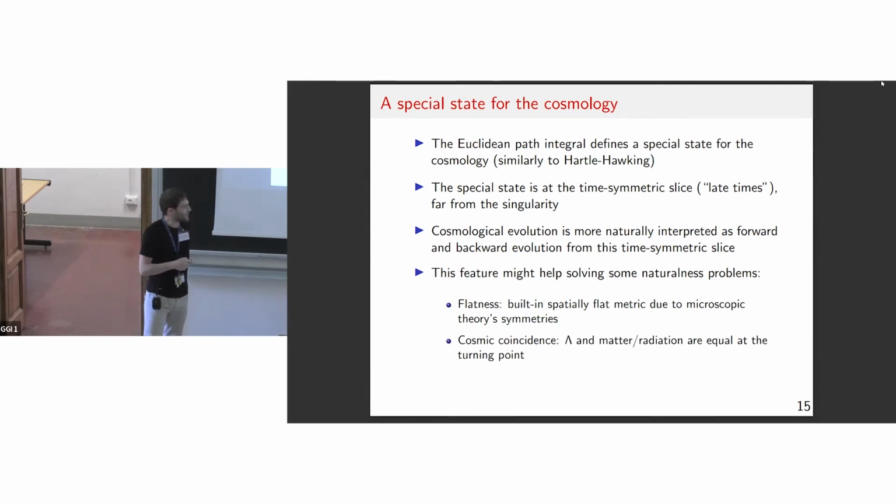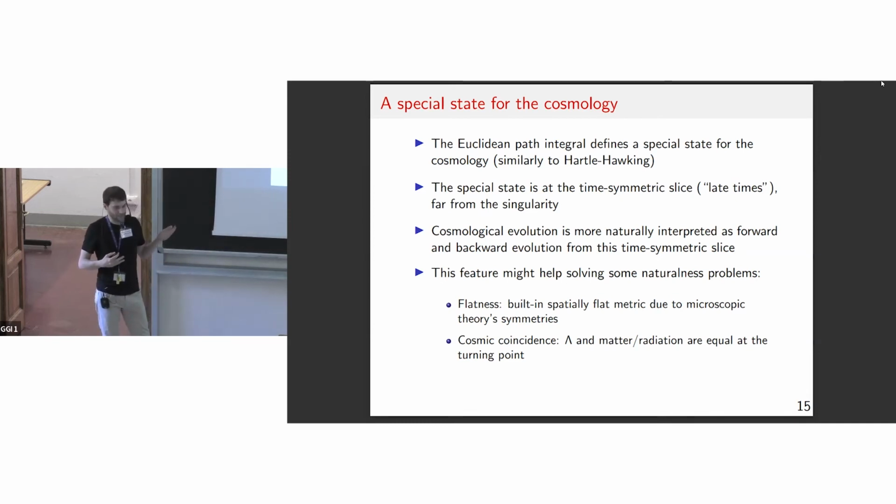Another interesting thing is cosmic coincidence. Cosmic coincidence is the fact that the cosmological constant and the rest of the energy density of the universe right now are of the same order of magnitude. And this is quite a coincidence considering that the cosmological constant is constant during the evolution of the universe, while the rest of the energy density scales with different powers of the scale factor. So the fact that they are of the same order of magnitude now is a very big coincidence.